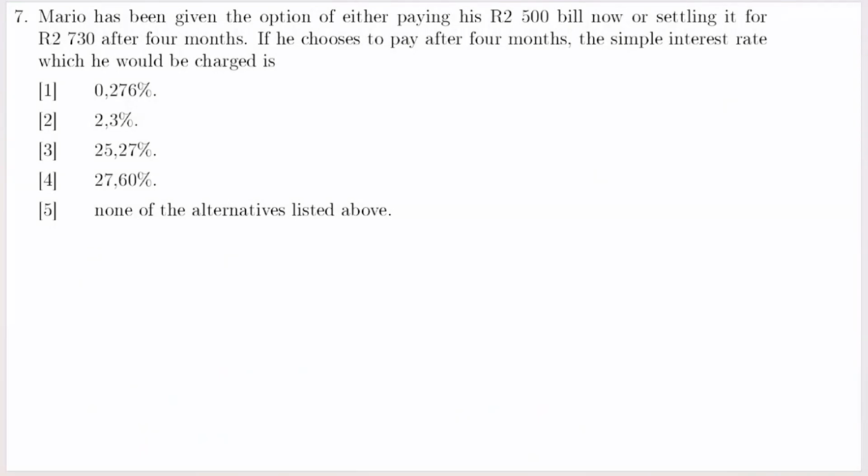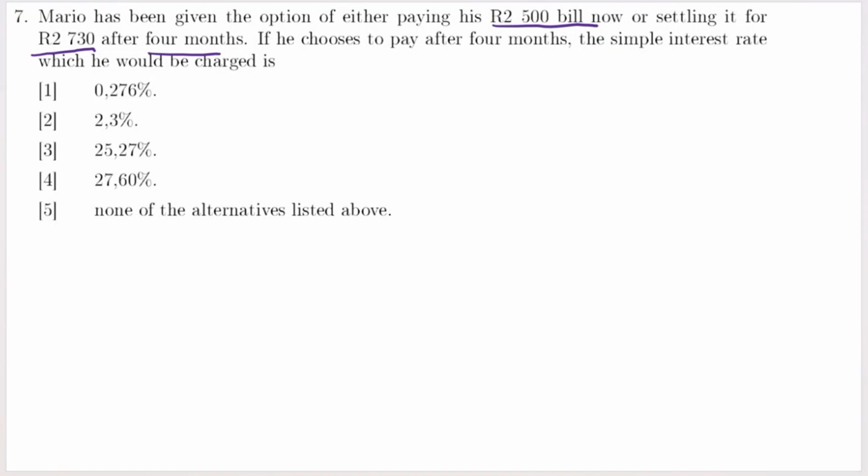In this example, Mario has been given an option to either pay his 2,500 bill now, or settle it later, after 4 months. If he chooses to pay after 4 months, the simple interest rate which he would be charged is what we need to find.